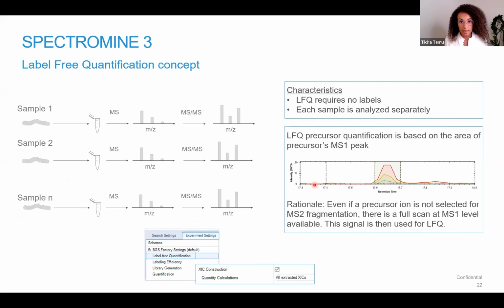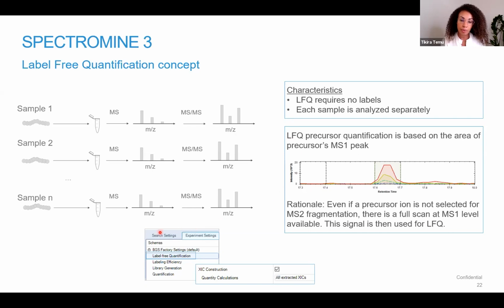In contrast to ILQ and to labeled samples, we also have label-free quantification. Here, as the name already tells us, there are no labels required. The samples are analyzed separately. But due to the fact that DDA is semi-stochastic, we cannot rely on MS2 information because some precursor ions might just not be used for fragmentation. Therefore, for LFQ precursor quantification, we use the precursors' MS1 peak.